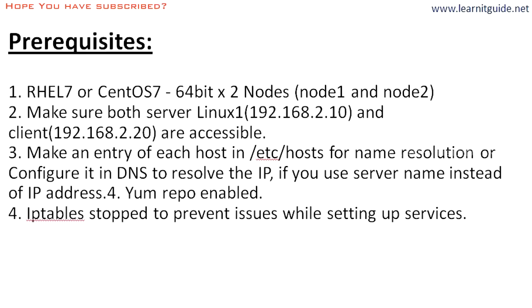The prerequisites for this demo that I have done so far: as I said before, I have two nodes, on both of which I have installed CentOS 7 64-bit. Also make sure both machines are accessible, and make an entry of each host in the hosts file for name resolution, or configure it in DNS if you are going to work with IPs. And I have enabled the yum repo because we are going to install the packages for OpenLDAP on both ends, server end as well as client end. To prevent any further issues while setting up services, I have disabled iptables completely.